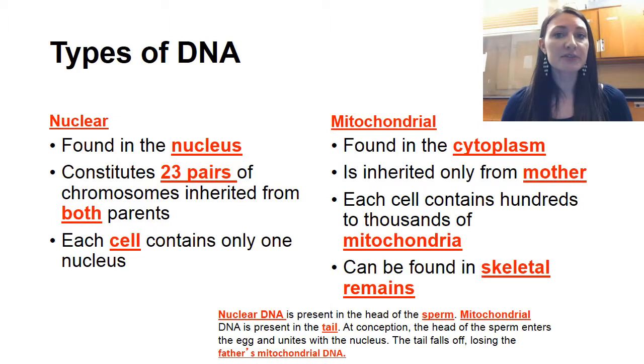So there are 2 types of DNA. There's nuclear DNA and mitochondrial DNA. Nuclear DNA is found in the nucleus of every cell, except for red blood cells, which do not have a nucleus. You have 46 chromosomes in your cell, in your nucleus. 23 come from mom, 23 come from dad, and each cell only contains 1 nucleus, minus red blood cells.